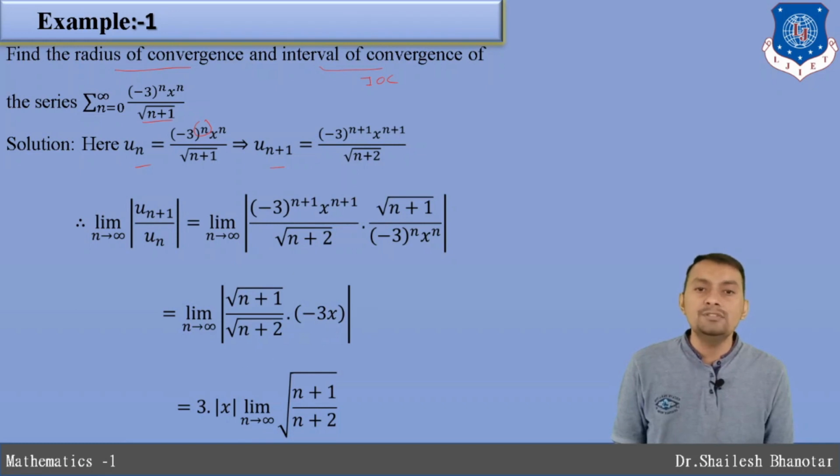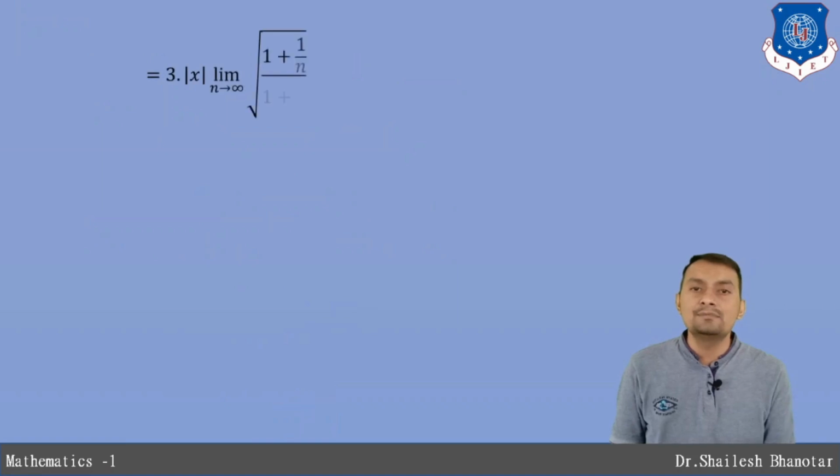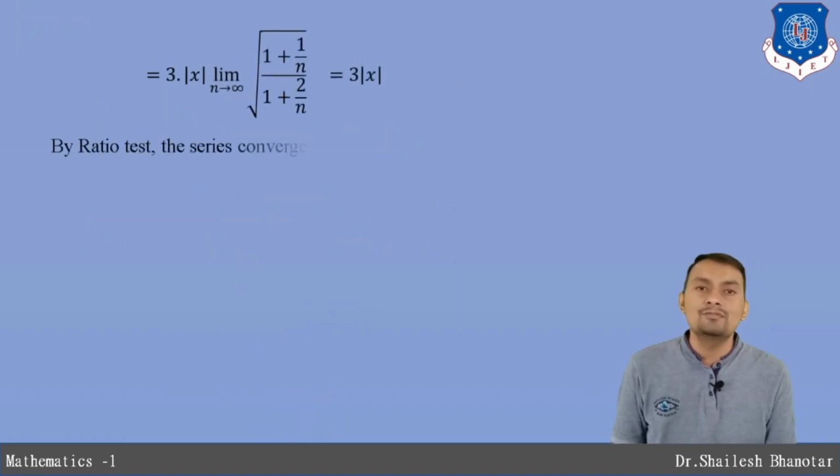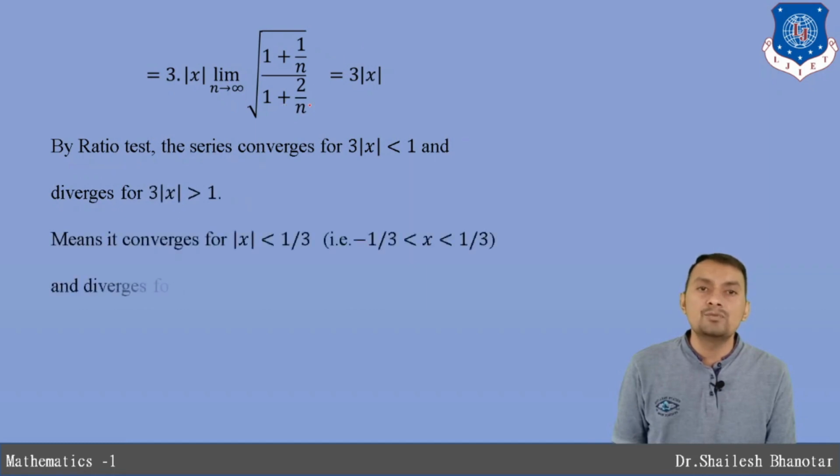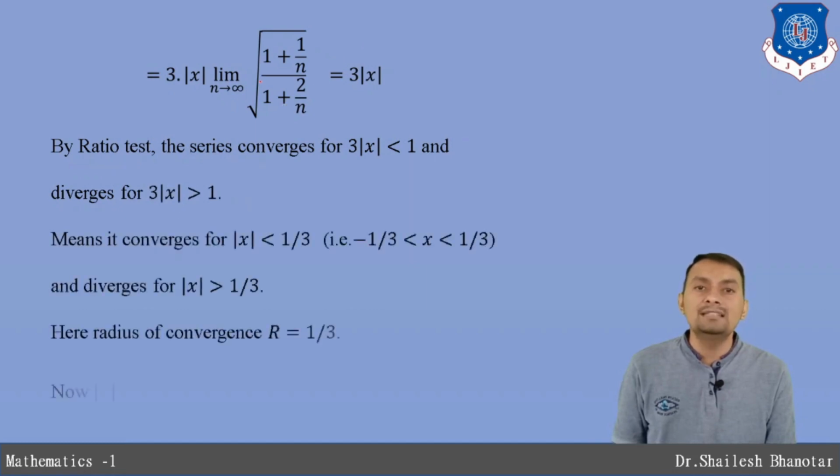So whenever you apply the absolute value, what you are left with is 3 times mod x times the limit as n tends to infinity of the square root of (n plus 1) divided by (n plus 2). But when you take n common and cancel it out, you are left with 3 times mod x times the limit as n tends to infinity of the square root of (1 plus 1 divided by n) divided by (1 plus 2 divided by n). When you apply the limit, you are left with 3 times mod x. But this is exactly the ratio test.